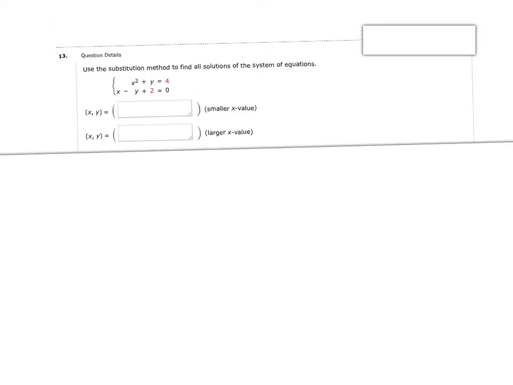All right, next up here, this one says to use the substitution method, but I would actually just use the elimination method because I see that I can just cancel out my y's if I add them together right now. So I'm just going to do that. I'm going to add them together over here. So I get x squared plus x plus 2 equals 4. So I just added all the left side and right side together.